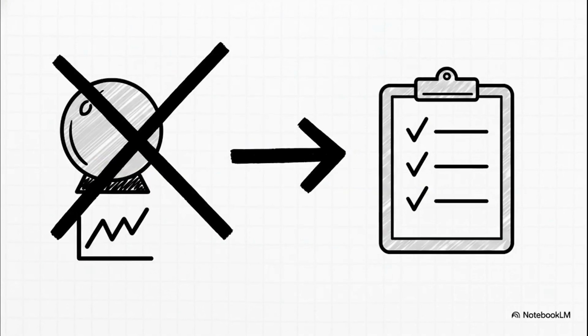But what if you could just get rid of all that guesswork? What if every move you made was part of a pre-planned strategy? Well, you can. And the solution isn't some secret indicator or magic formula. It's actually much simpler. It's having a complete plan before you ever put your money on the line.